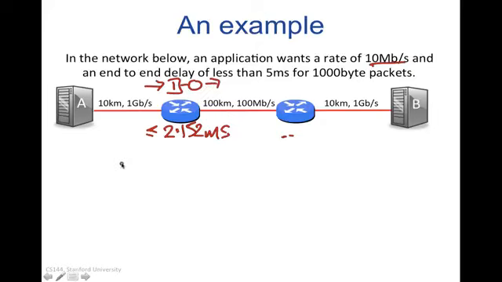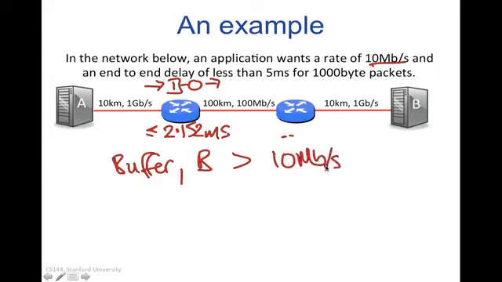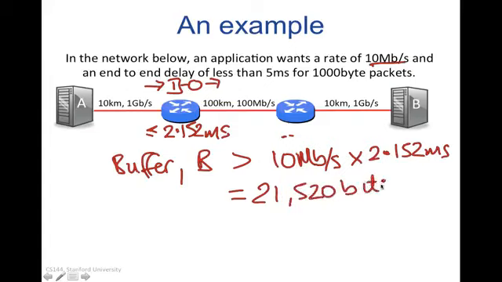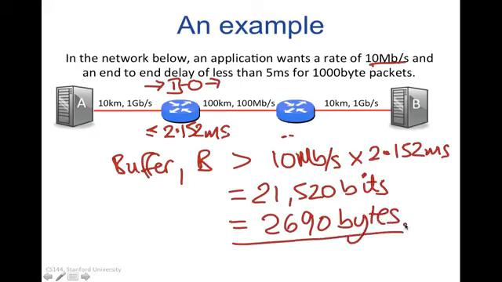So B, the size of the buffer in each one, needs to be large enough that I never drop anything. And so it's got to be greater than 10 megabits per second, because that's the rate at which it's going to be served, times the duration of a bit through it. Well, we already know that's 2.152 milliseconds. Okay, and so this ends up as 21,520 bits, which is 2,690 bytes. So I've got roughly 3 packets worth of delay that I must have.